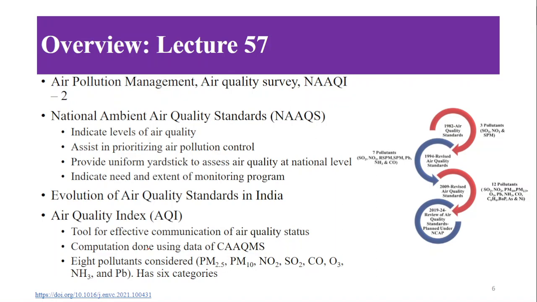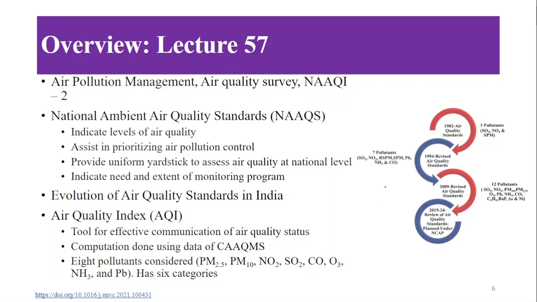In lecture 57, the National Ambient Air Quality Standards and the Air Quality Index were discussed. The objectives of the National Ambient Air Quality Standards are that it indicates the level of air quality which is required, or which is currently present; it assists in prioritizing air pollution control; and it provides a uniform yardstick to assess air quality at the national level and indicates the need and extent of the monitoring program.